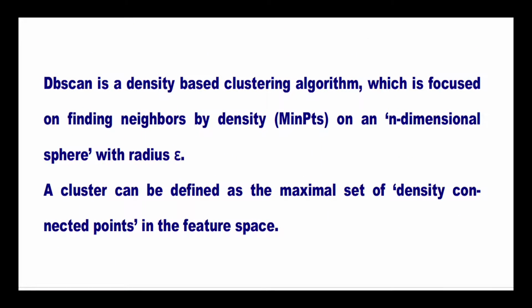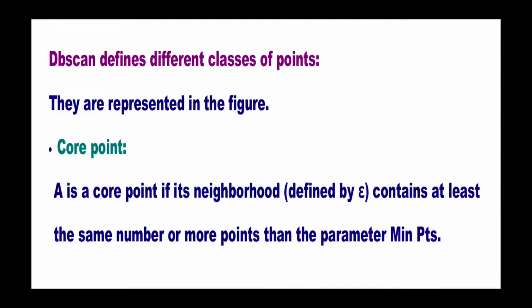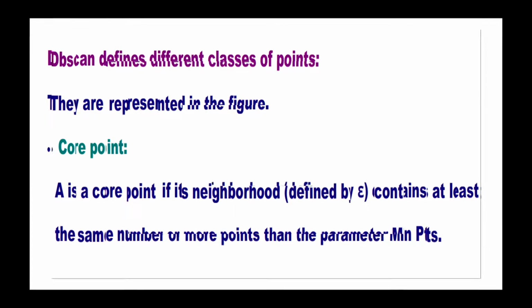DBSCAN is a density-based clustering algorithm which is focused on finding neighbors by density, given by min points, in an n-dimensional space with radius epsilon. A cluster can be defined as the maximum set of density-connected points in the feature space. DBSCAN defines different classes of points. They are given in the figure. Core point. A is a core point if its neighborhood defined by epsilon contains at least the same number or more points than the parameter min points.